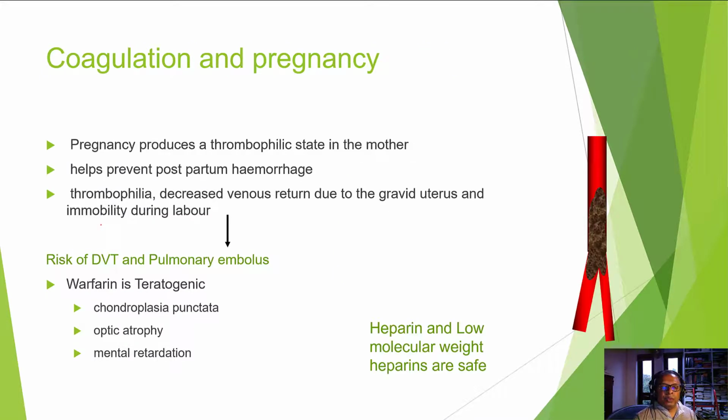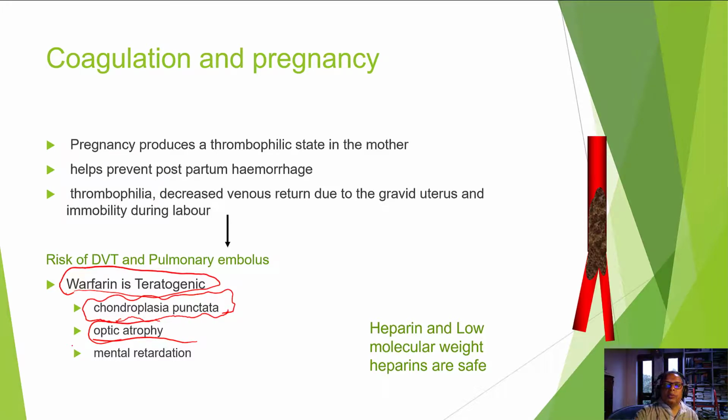Drugs which we use to treat or stop coagulation are teratogenic, especially drugs like warfarin. So we generally don't use warfarin in the first trimester, when organogenesis occurs, because it can cause problems in the cardiac system, cartilage, optic atrophy, and mental retardation. This is called Coumarin syndrome or warfarin embryopathy.